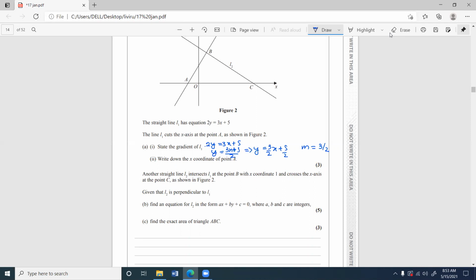Write down the x coordinate at point A. Point A means it meets the x-axis. Meeting the x-axis means y equals 0.